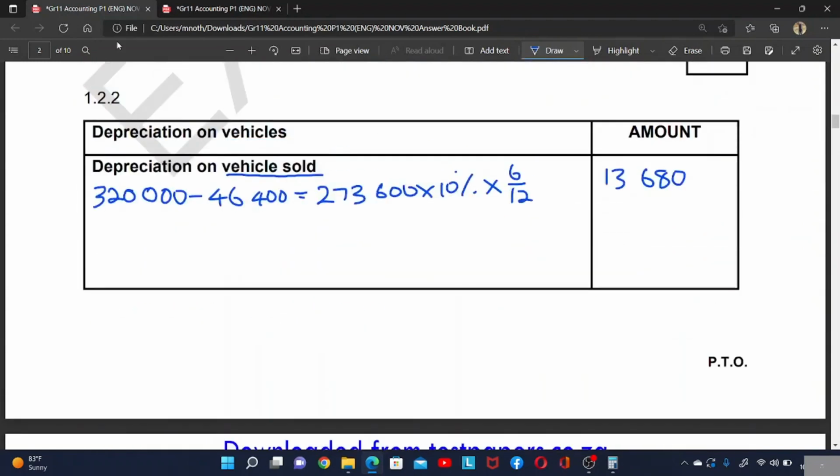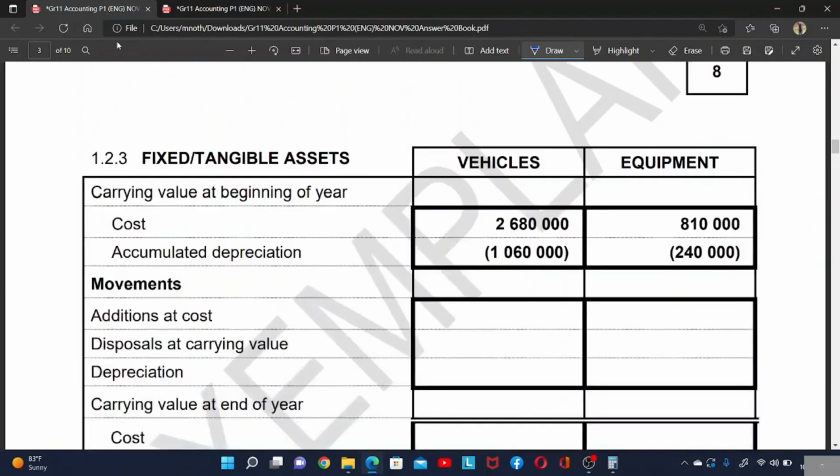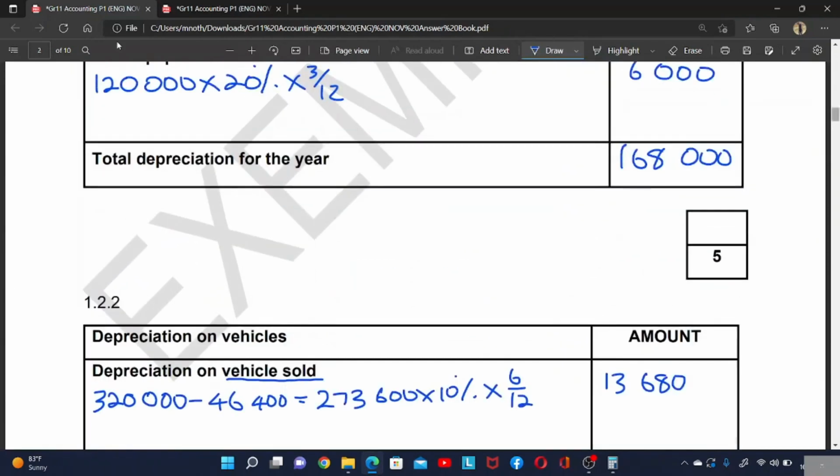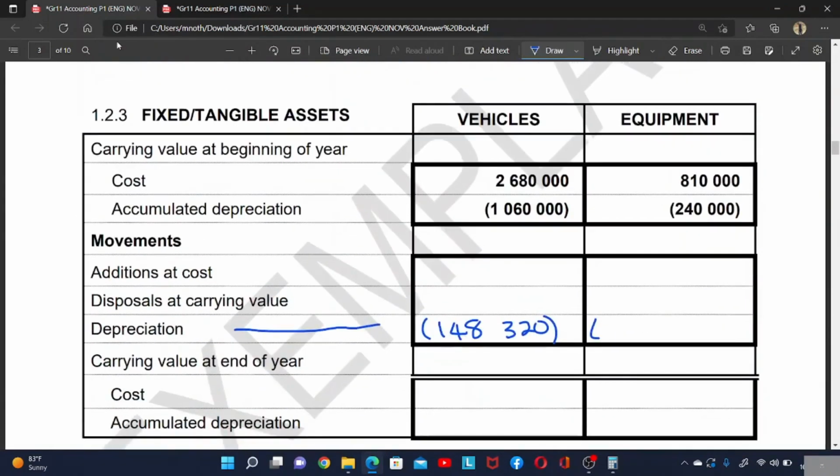Now the total depreciation for the vehicles. We take this 13,680 plus 134,640, which is going to give you 148,320. So we are done with the calculations for the depreciation. We found that for the vehicles it's 148,320, and for the equipment it's 168,000.